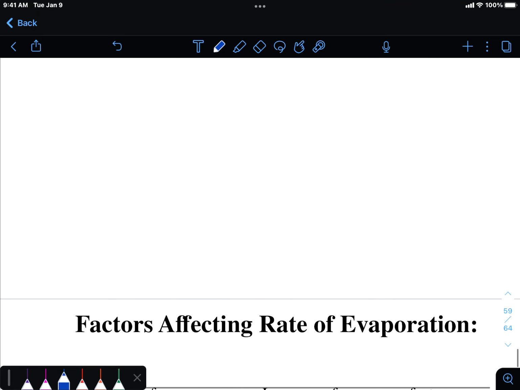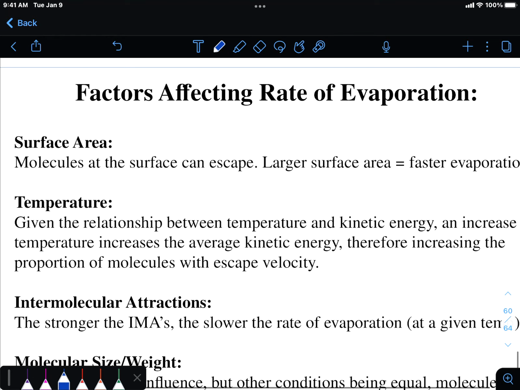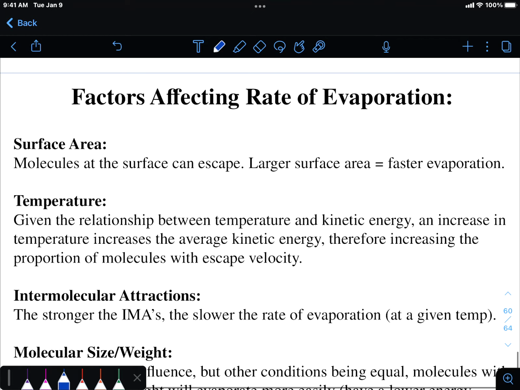So, what things affect the rate of evaporation? There are things that you can do to speed up evaporation or slow evaporation down. Okay, so the first one is surface area.